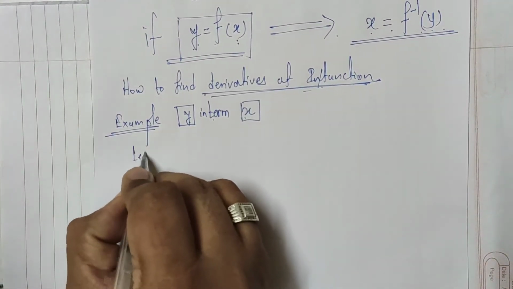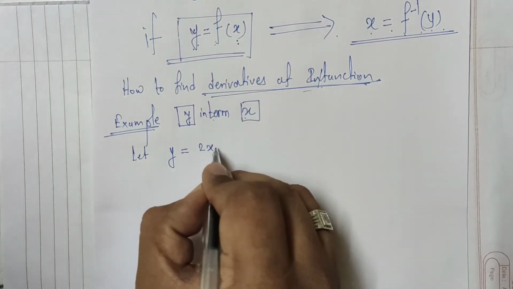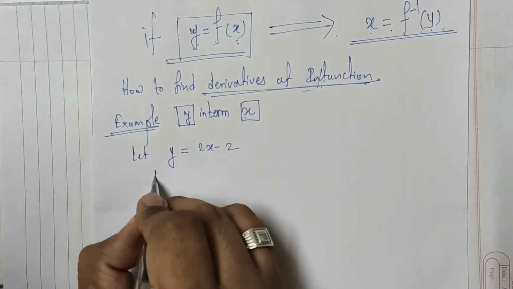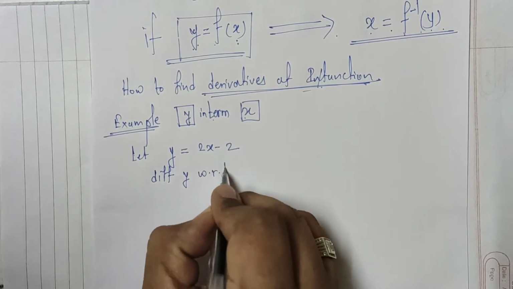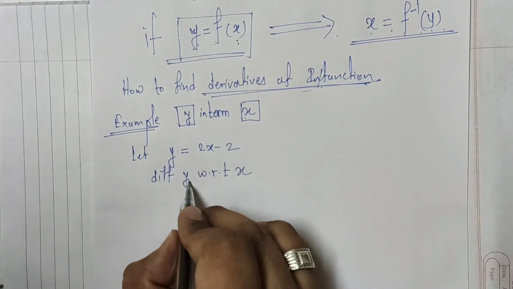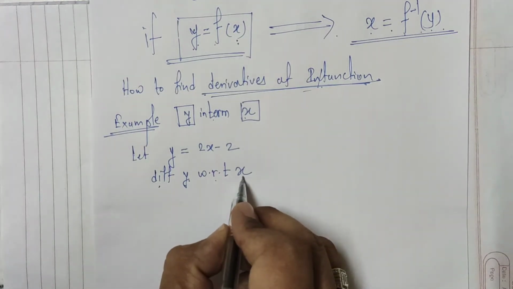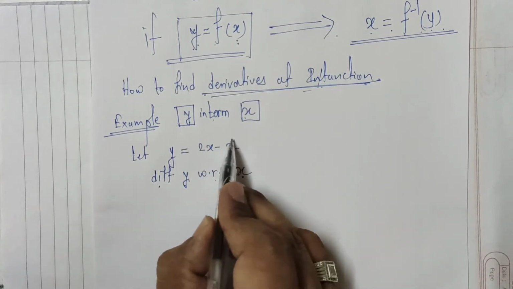Let y is equal to 2x minus 2. Then differentiate y with respect to x. Why y with respect to x? Because our function is of the form y is equal to f of x.